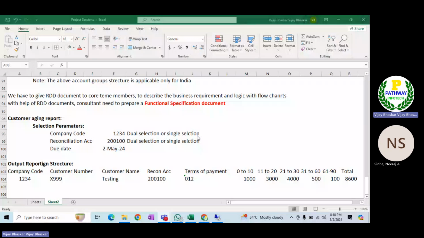So this is how we need to prepare the functional specification. I will show you what the functional specification document looks like and explain the logic of how we need to write it. Then I will even share those documents with you. Just keep them with you for your information, and going forward they can be used.